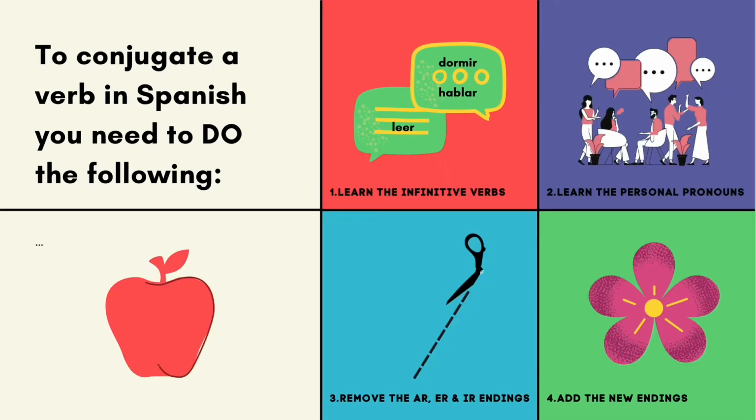To conjugate a verb in Spanish in the present tense, you need to do the following. 1. Learn the infinitive of the verbs. 2. Learn the personal pronouns. 3. Remove the ar, er, and ir endings. 4. Add the new endings.